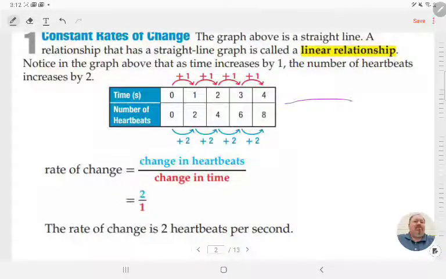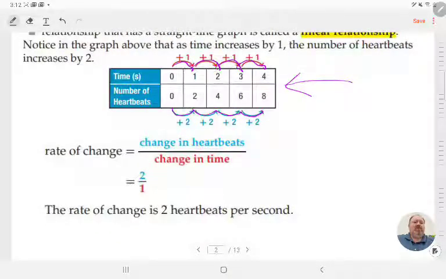So we take those points and we could put them on a table just for illustration's sake. And we know that from 1 to 2, this is going along the x-axis, 1 to 2, 2 to 3, 3 to 4, we go up by 1. And then those points were 0 to 2, 2 to 4, 4 to 6, 6 to 8, go up by 2. And so that shows us that is a constant rate, a constant of 2. So 2 heartbeats per second.